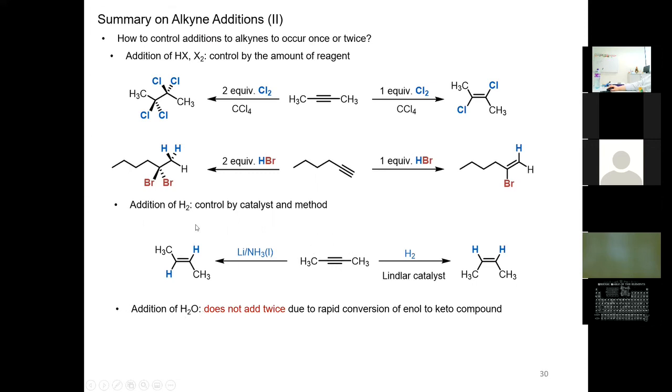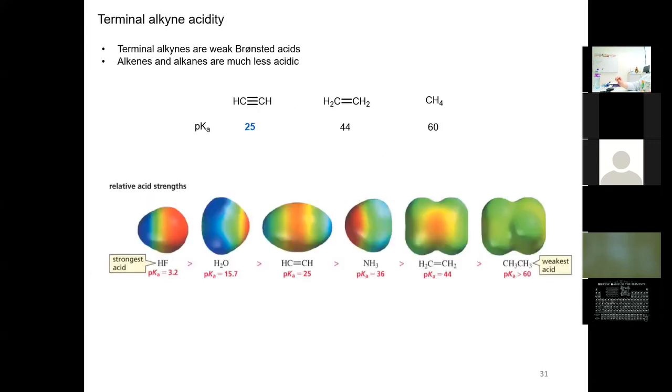But for the addition of water, you do not need to control between addition once or addition twice, because it does not add twice at all. It stops at the enol, and the enol will rapidly convert to the ketone, or aldehyde. So you cannot say, okay, I will add twice because the water will react with the enol again. No, because the enol exists for a very small amount of time. It will rapidly become something else that does not have the double bond. So it will stop. From a mechanistic perspective, it will not add twice. All right, that's a very interesting comparison.